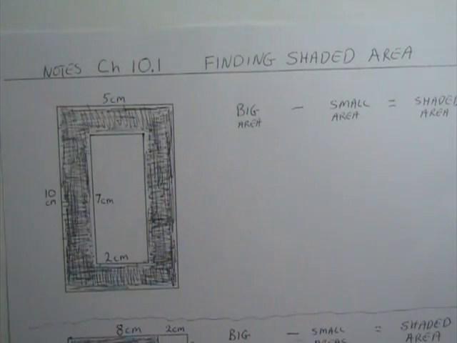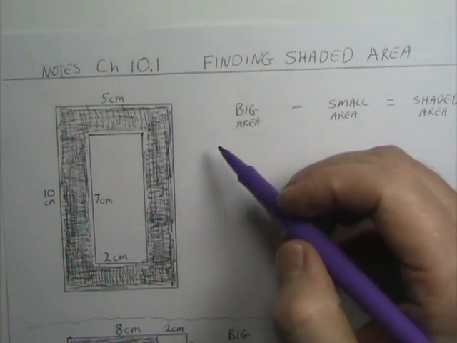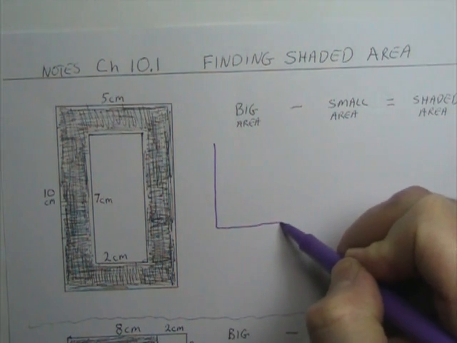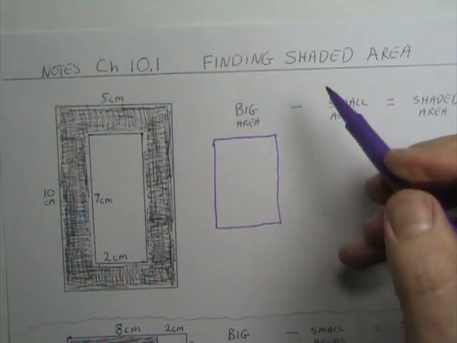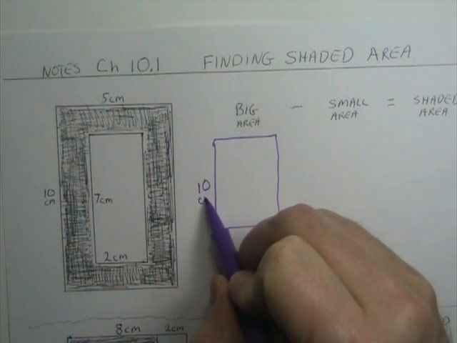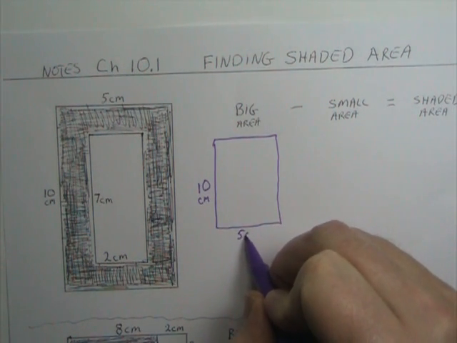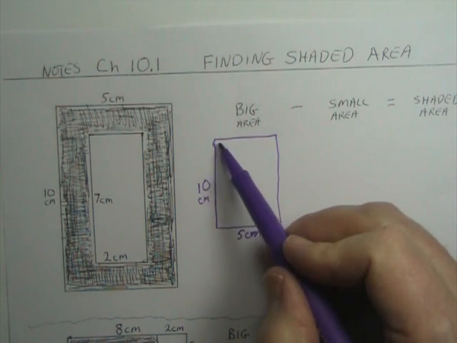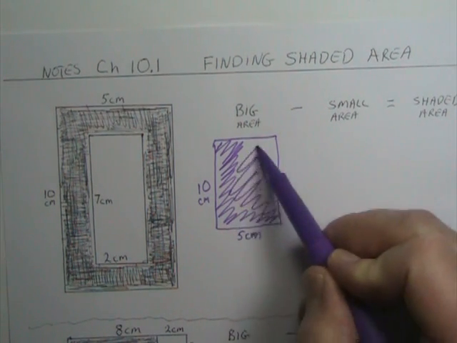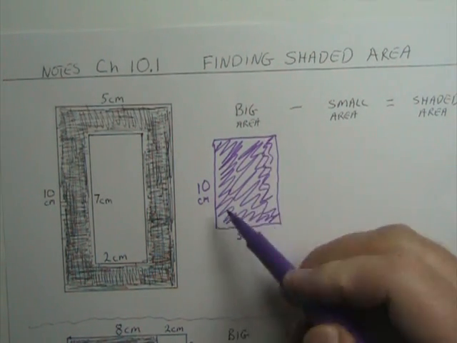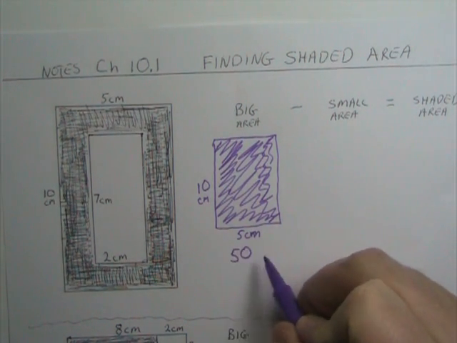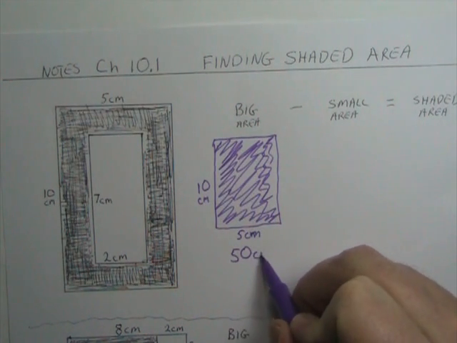So this area right here, the large area, and I'm just going to make a little sketch down below. Please do the same. So the large area doesn't have to look perfect, but this is it right here, and it is 10 centimeters by 5 centimeters. This is the shaded area, and I'm just going to shade that in to represent the shaded area. It's 10 by 5. Oh, wait a minute, 10 by 5, that would make 50, right? It's 50 centimeters squared.